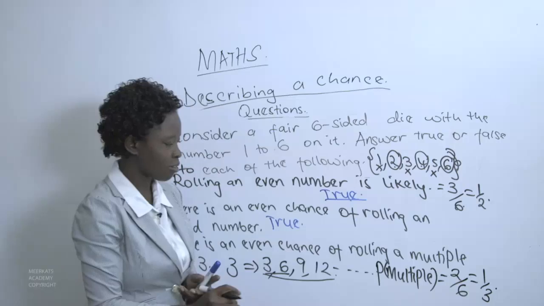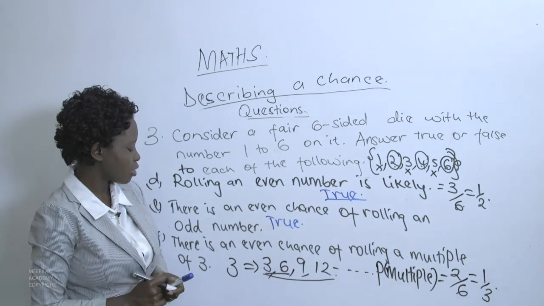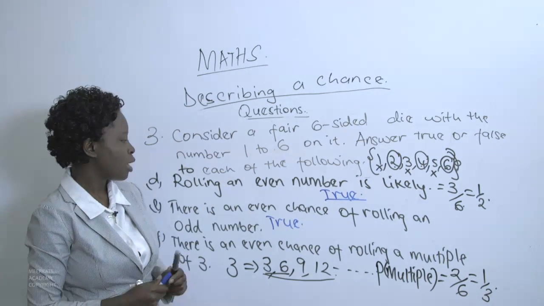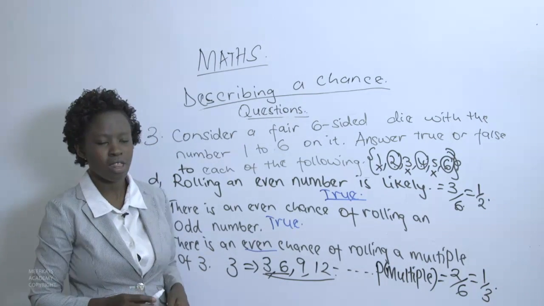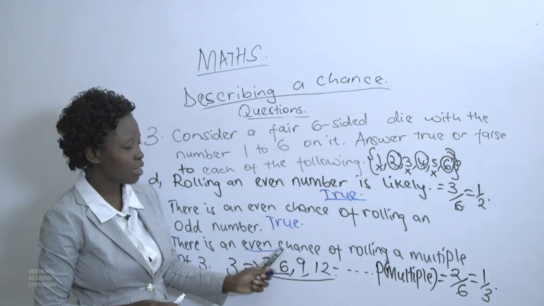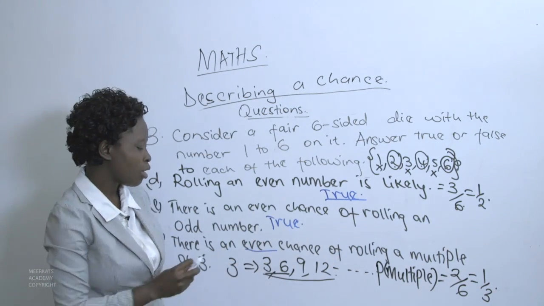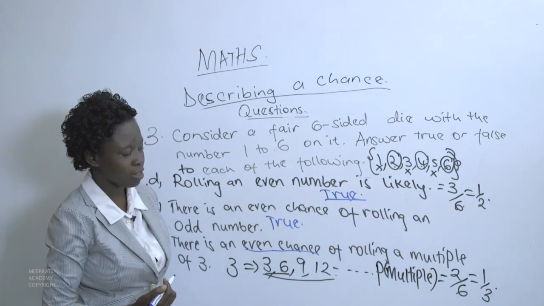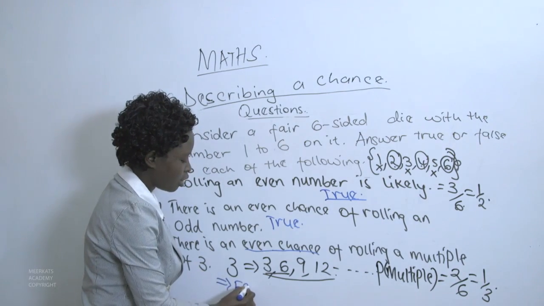So the chance of getting a multiple of 3 is very minimum. And since the chance of getting a multiple of 3 is very minimum, then we will not be referring to it as an even chance. But in this case, this is an unlikely event that can happen. So we say that since they have used even chance in the statement, then our statement is automatically false.